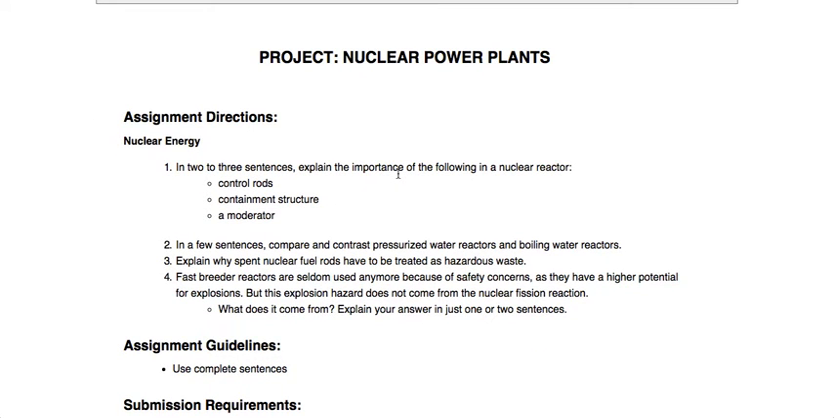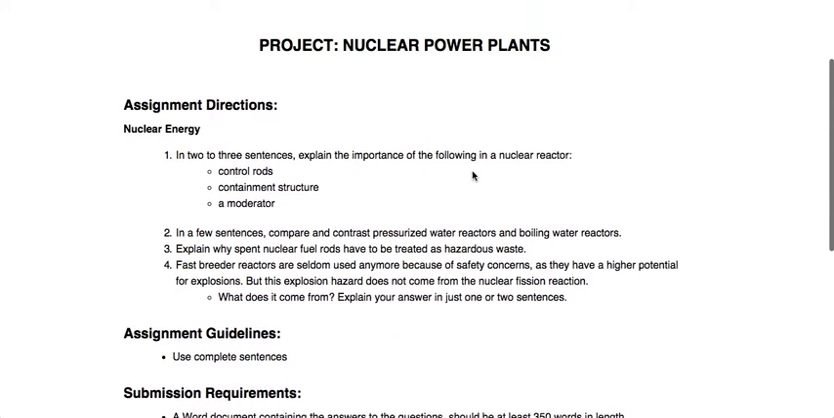The project asks you, in 2 to 3 sentences, to explain the importance of the following components in a nuclear reactor: the control rods, the containment structure, or what some call the dry well, and then a moderator. I'm looking for about 2 to 3 sentences each, what they are. So basically, you're just defining these terms in your own words for me. You can find that information in the lesson, or certainly online at the Institute of Nuclear Power Operations, or the United States Nuclear Regulatory Commission.